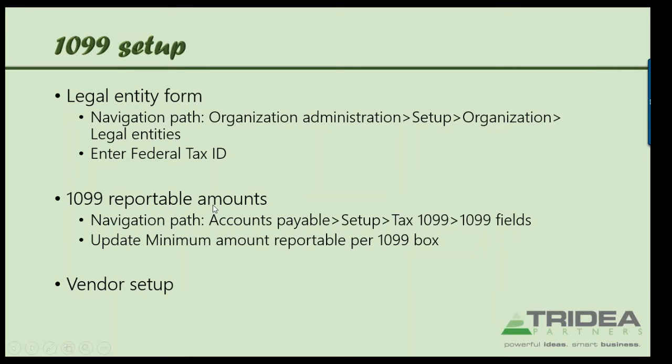There's also a form within AX which lists all of the 1099 fields. And if any of those minimum amounts reportable change within the year, which will be shared by the IRS, so if any of the 1099 box minimum amounts change, you can navigate to this form and update those amounts. We'll look at that in just a moment.